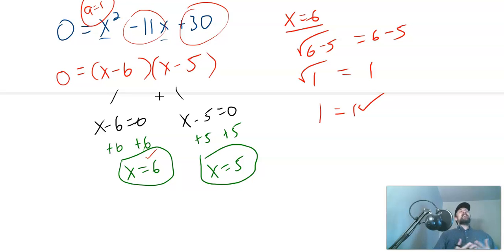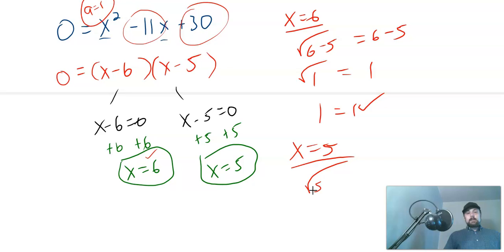While that's probably the case a lot of the time, so when you get two answers from these square root equations, it is pretty common that one works and one doesn't, but it's not automatic. And so just because the first one works doesn't mean we can throw out the second one. We have to check it also. All right, so let's check 5.